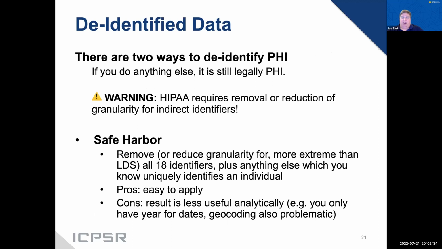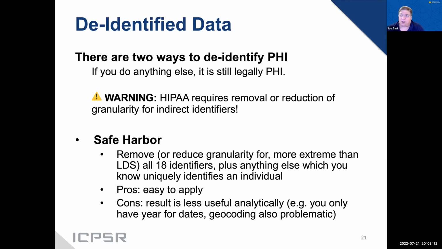Next option, de-identified data. So there are two ways to de-identify PHI, of which most people have only ever heard of one if they have at all. If you don't follow one of these paths, it's still legally PHI. That's why if you take a list of social security numbers that you pull out of a PHI data set, even if there's no health information there, just a bunch of SSNs, it's still legally considered PHI because you didn't go through one of these de-identification processes to get there, okay? And neither process would allow you to keep social security numbers.